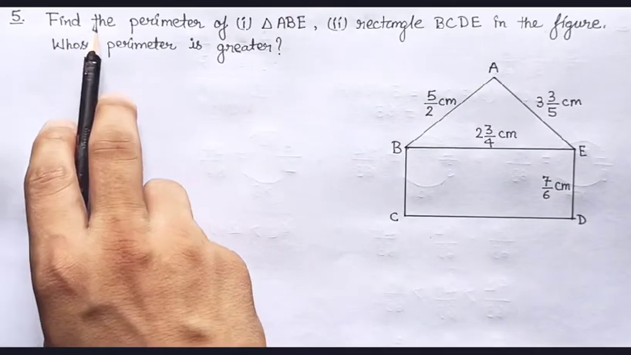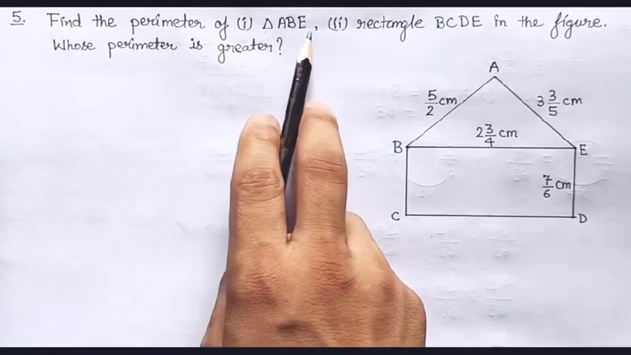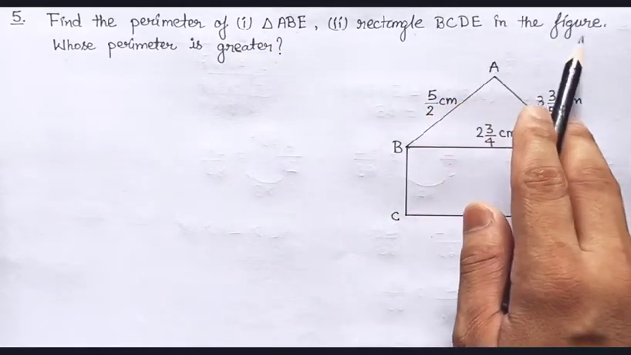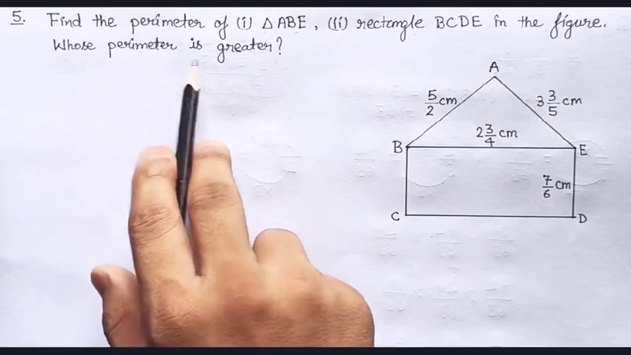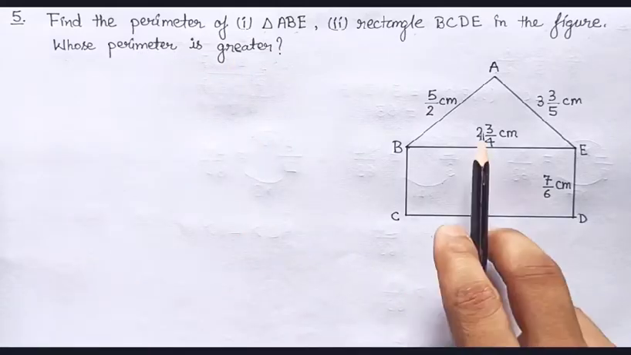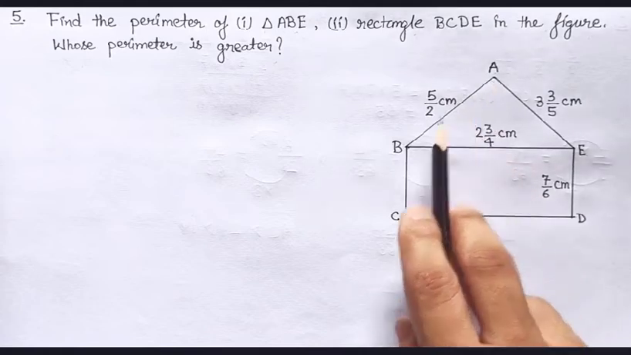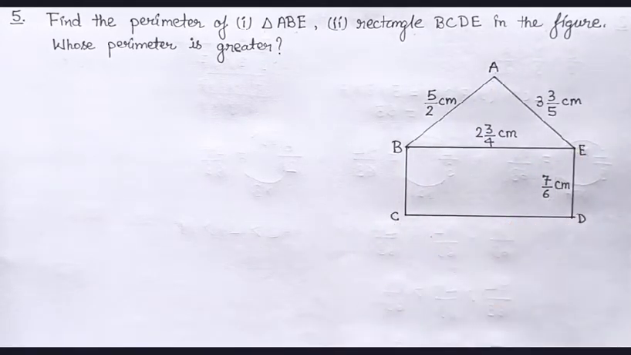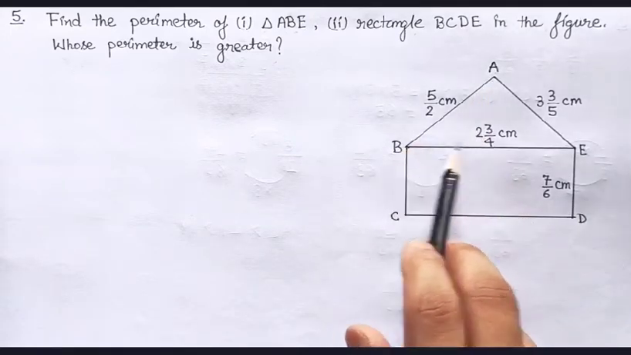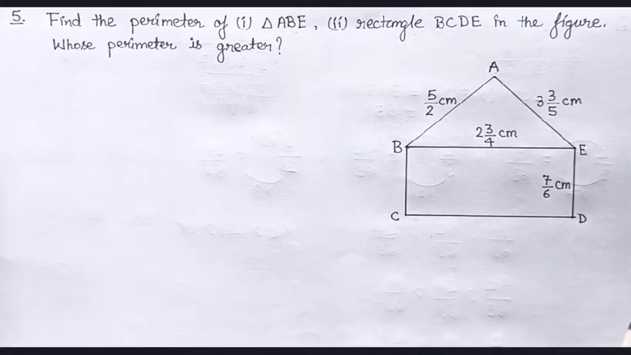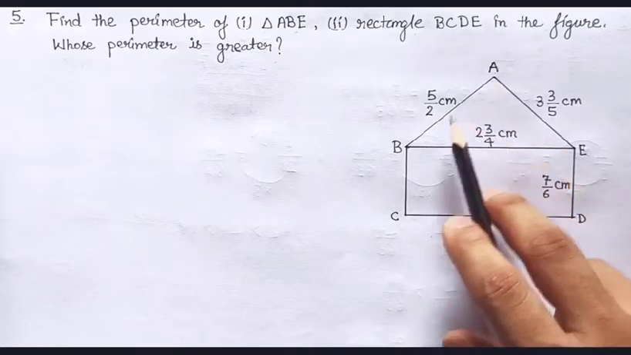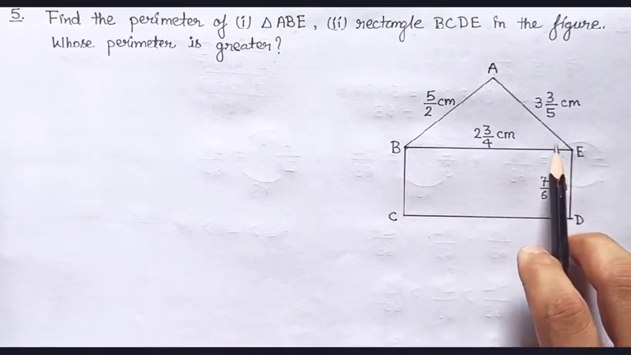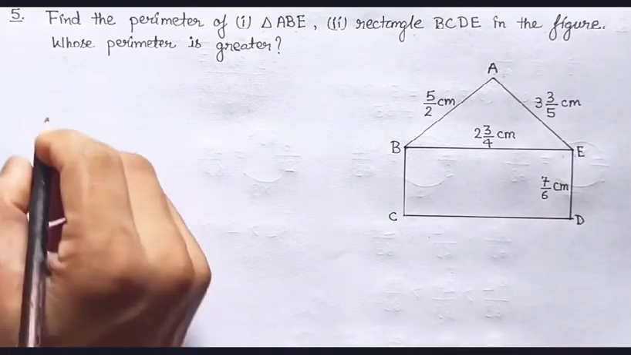Next is: find the perimeter of triangle ABE and rectangle BCDE in the figure. Whose perimeter is greater? So from this figure you can see this is the triangle ABE and rectangle BCDE. First we have to find the perimeter of triangle ABE. You know the perimeter of triangle ABE can be written as the sum of its sides, that is AB plus BE plus AE.